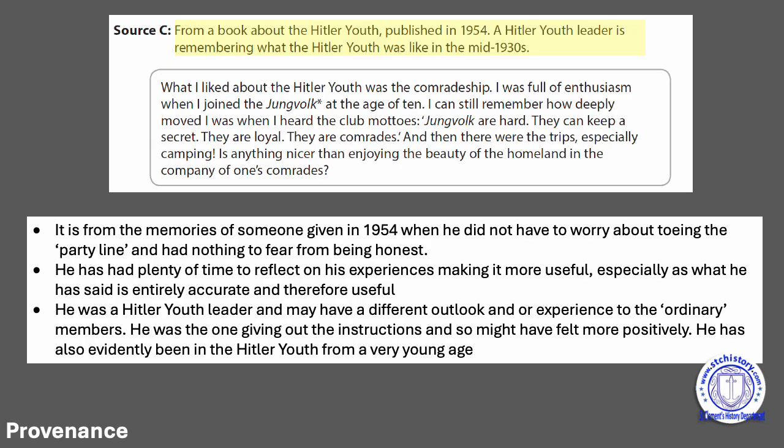So they're the kind of things that you might want to say when you consider the provenance. Okay, so when you are ready, if you want to maybe pause this and have a look back at the last little bit, or if you're ready to go straight into the paragraph, let's do that now.